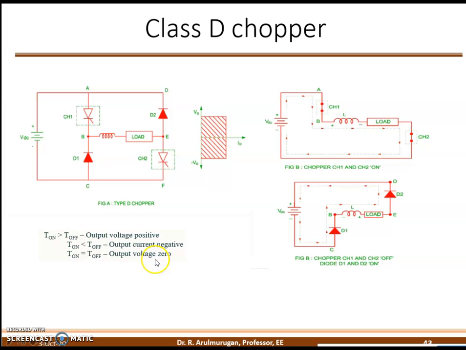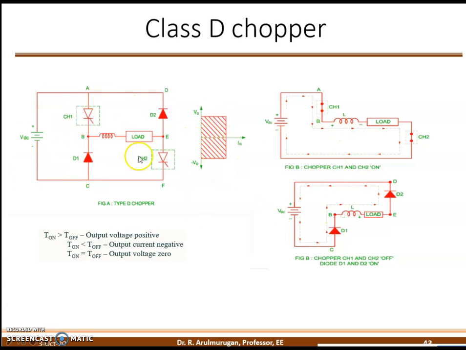So this is about the class D chopper. Circuit diagram, class D chopper. Same as we discussed, quadrant number 1 and quadrant number 4. This is combined, so two-quadrant operation. So there are two modes of operation.